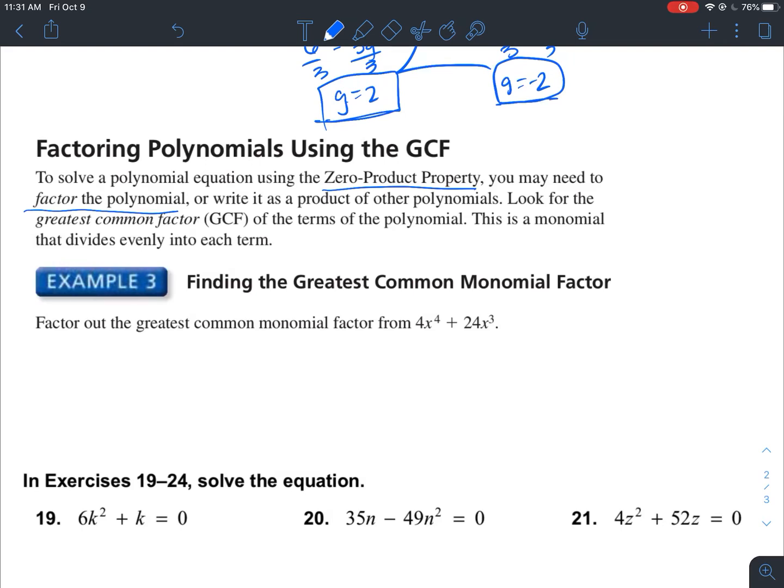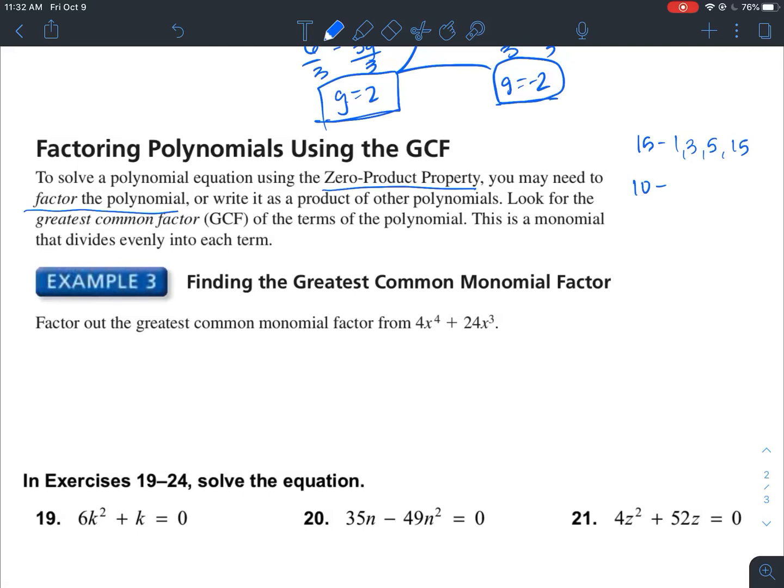Look for the greatest common factor of the terms of the polynomial. This is a monomial that divides evenly into each term. So the greatest common factor means this. If I give you 2 terms, let's say I gave you 15 and 10, these are 2 numbers, right? Let's list the factors of each. So 15 can be divided by 1, by 3, by 5, and that's just about it. It also could be divided by itself, 15.